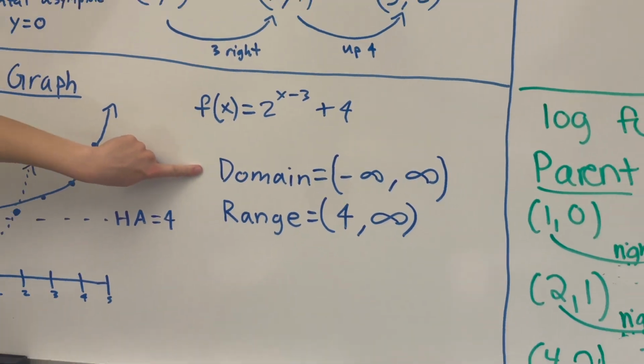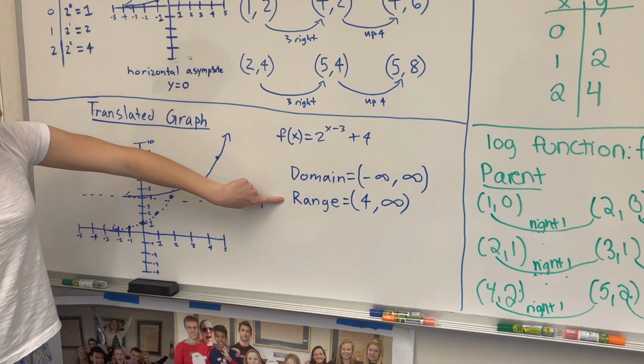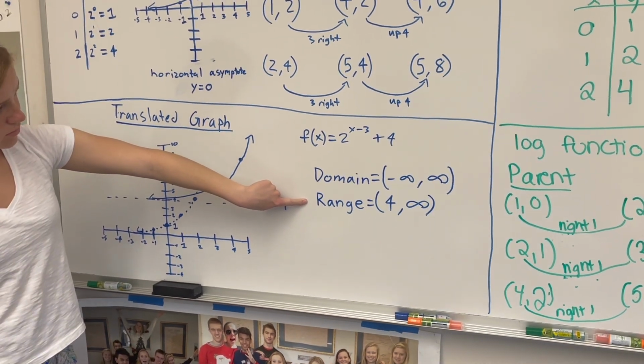To find the domain, it's always all real numbers. To find the range, take into consideration the horizontal asymptote.